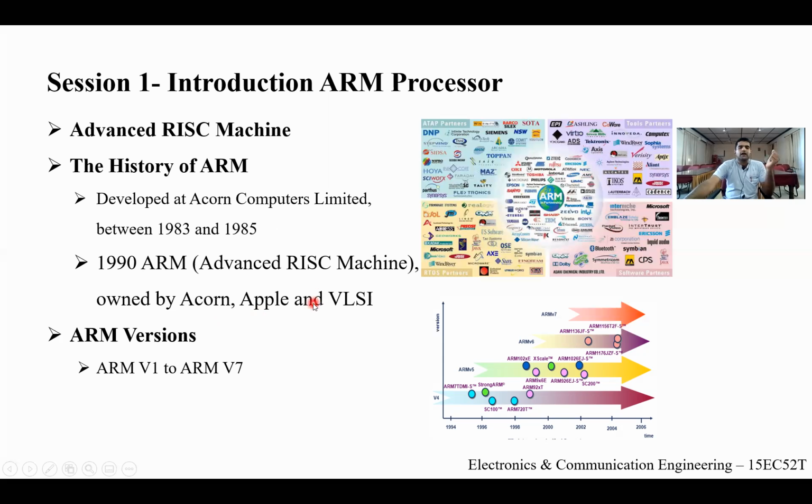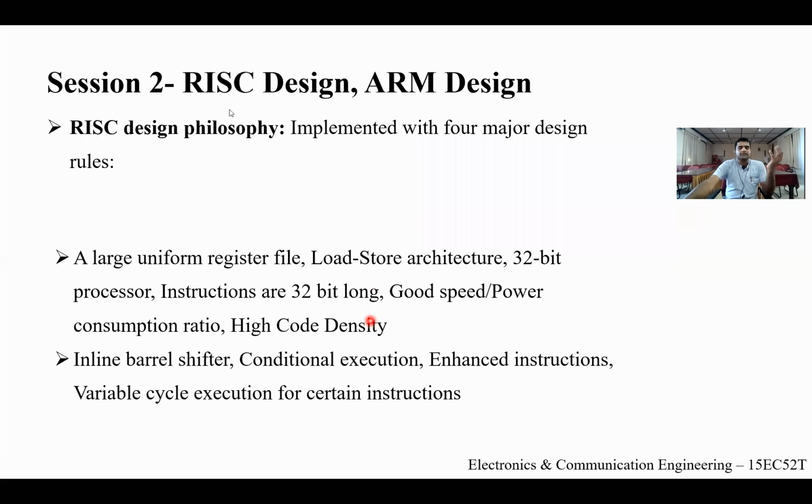Next, we discussed the different ARM versions. That is version 1, version 2, 3, 4, 5, 6, 7, etc. These are the different versions and these are the years when they existed in the world. In the next session, we discussed RISC design philosophy and ARM design philosophy. RISC design philosophy is implemented with four major design rules. One is instruction, pipeline, registers, and load store architecture.